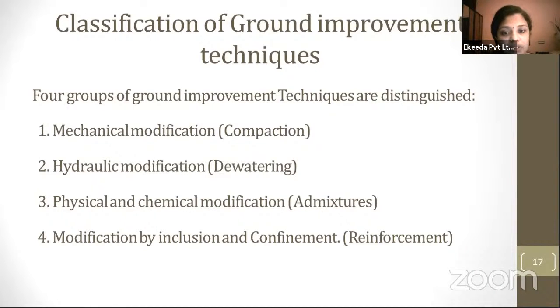So in mechanical modification, we are compacting the soil so that the air inside the voids or the water inside the voids is expelled. And in hydraulic modification, we are removing the water by consolidation techniques. And in physical and chemical modification, we are adding admixtures to the soil. Okay, so these are the 4 types of ground improvement techniques that we commonly adopt.